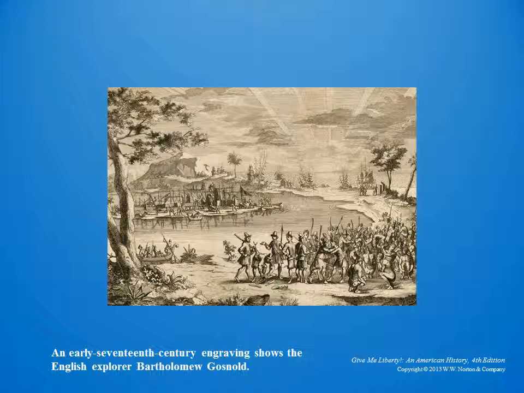This is an early 17th century engraving that shows the English explorer Bartholomew Gosnold. He's encountering Native Americans. He had landed on Cape Cod in 1602 and then established a small outpost on nearby Cuttyhunk Island. The region's Indians had much more experience with Europeans before the Pilgrims had settled there. So you can see that depicted a bit in their interactions with one another.